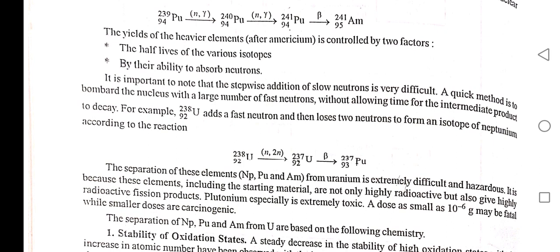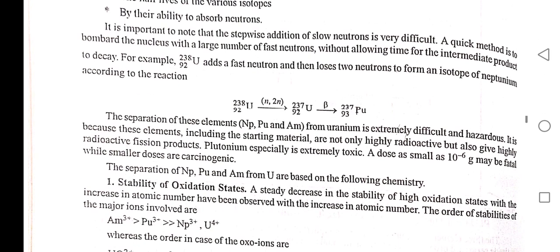It is important to note that the stepwise addition of slow neutrons is very difficult. A quick method is to bombard the nucleus with a large number of fast neutrons without allowing time for the intermediate product to decay. For example, 238U92 adds a fast neutron and then loses two neutrons to form an isotope of neptunium according to the reaction.